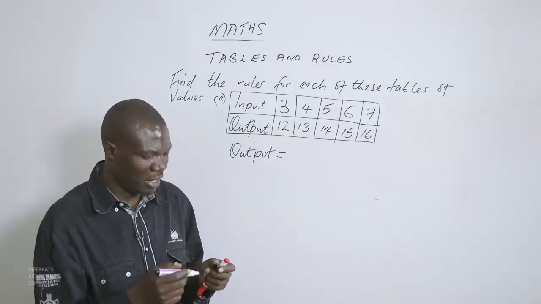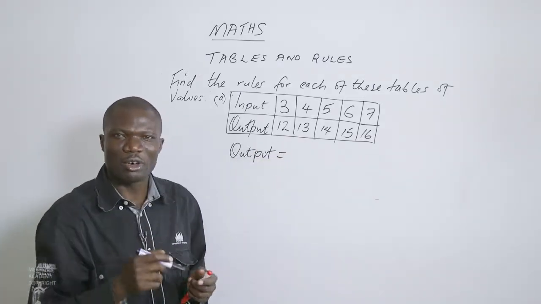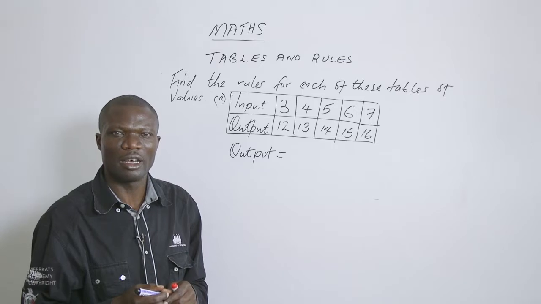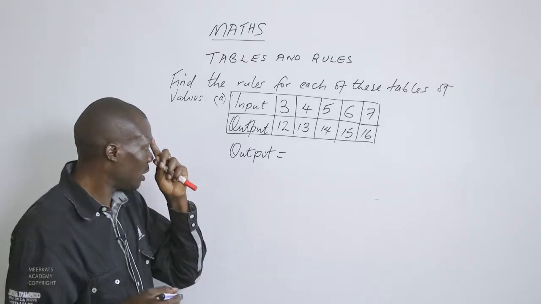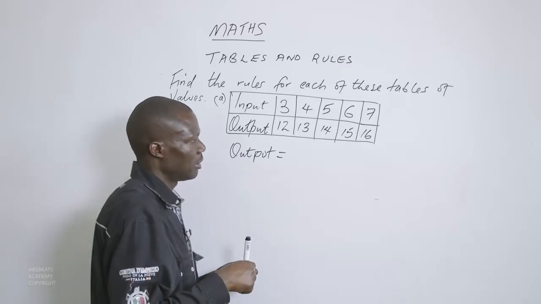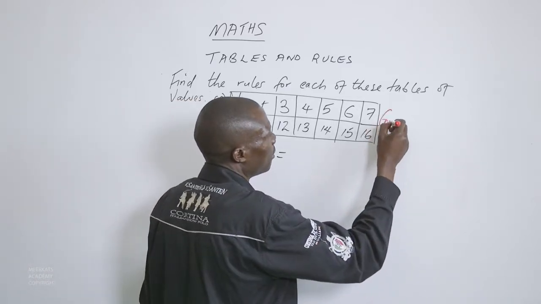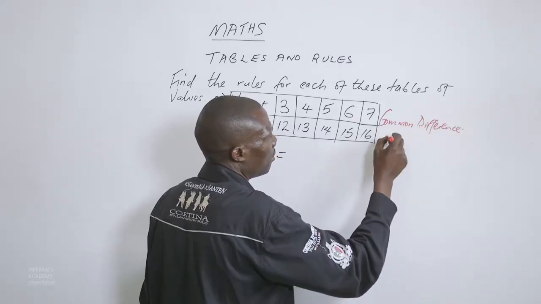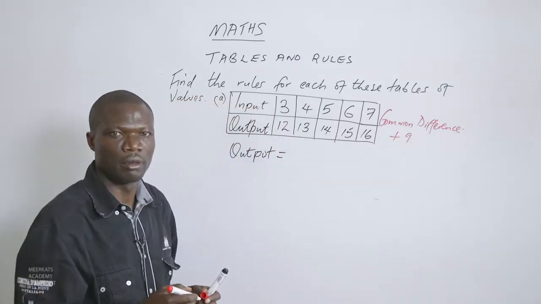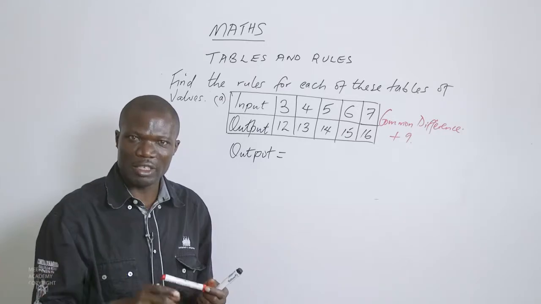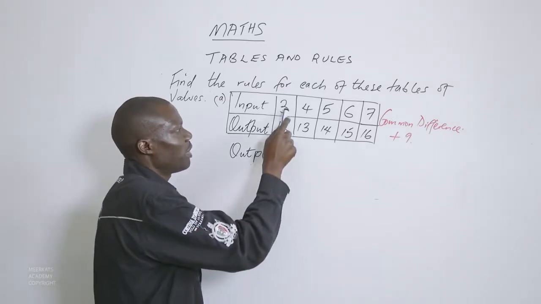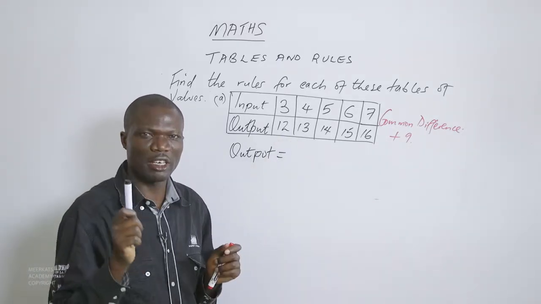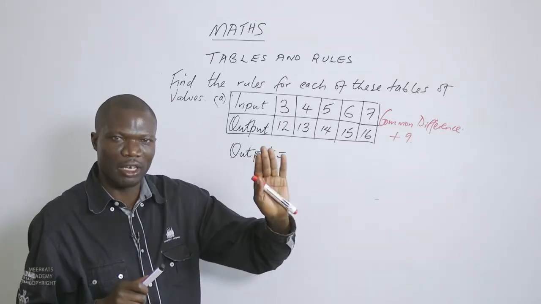When we look at this, you realize that there is some tendency of a constant common difference. If you look at it very well, it is an addition of 9. Now, if that is the case, let us see. Is it applying in all? 12 minus 3 is 9. 13 minus 4 is 9. 14 minus 5 is 9. Therefore, 9 is a common difference.